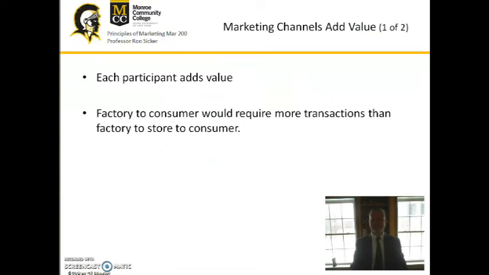So marketing channels add value by sometimes adding things to the product, like packaging or things like that. Sometimes they add value by just having the product available. Factory consumers would require a lot more transactions, like I explained in the last slide, than if you've got a retail distribution center or a retail center like Best Buy.